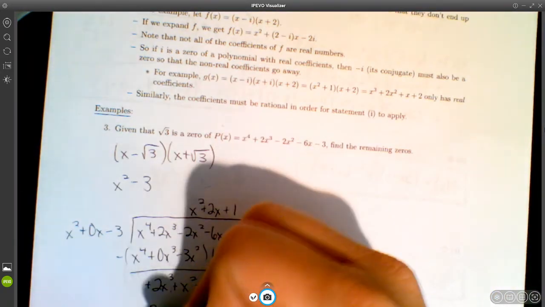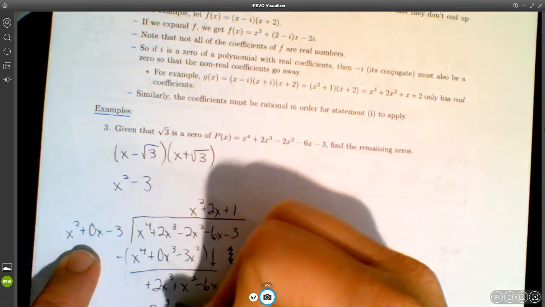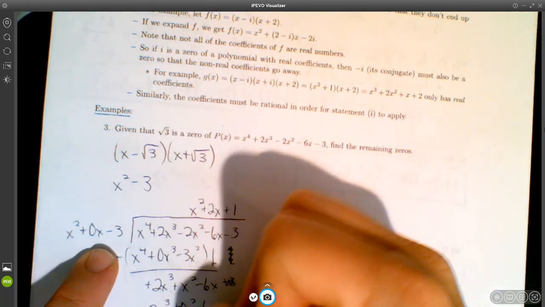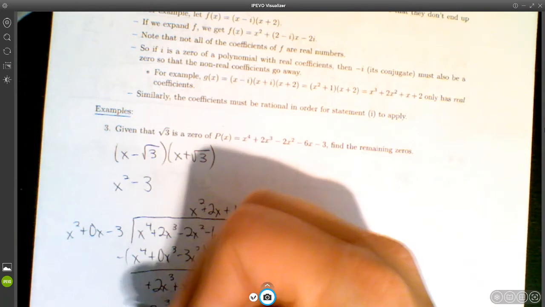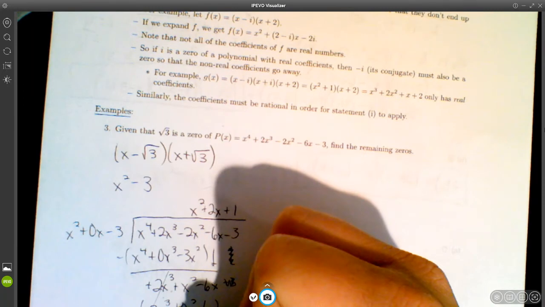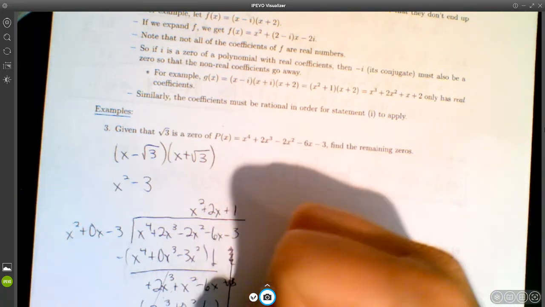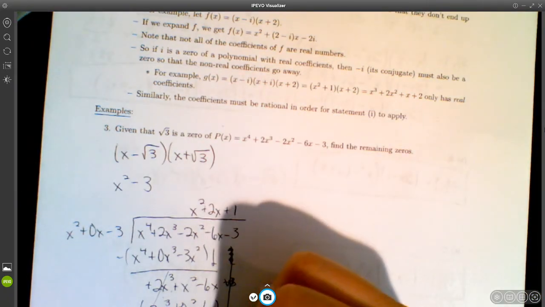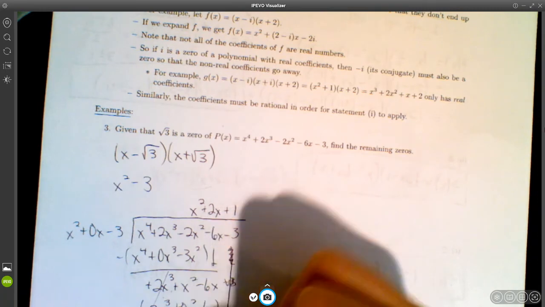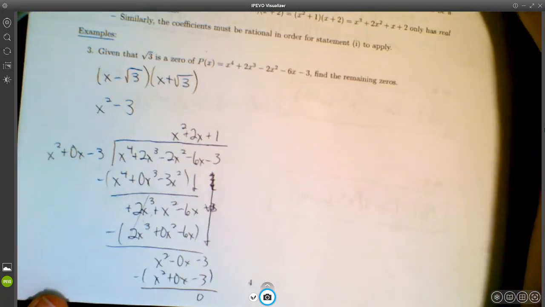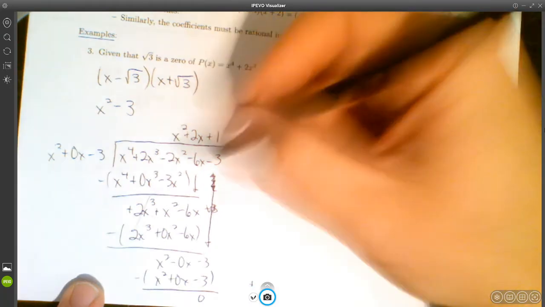2x times x squared is 2x cubed, then 0x squared, and then a negative 6x. Alright, then I subtract. Those are gone. I get an x squared. Those are gone. I get a 0x. And then I bring down the negative 3. Now I ask, x squared times what is x squared? The answer is 1. Alright, this is working out now, and I get remainder 0, just like I needed to. My apologies, but there we go. There's the correct answer.